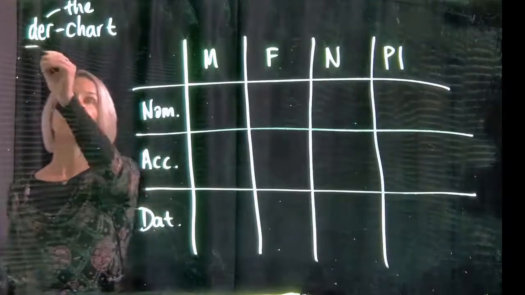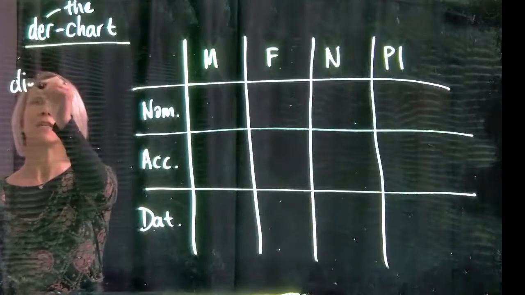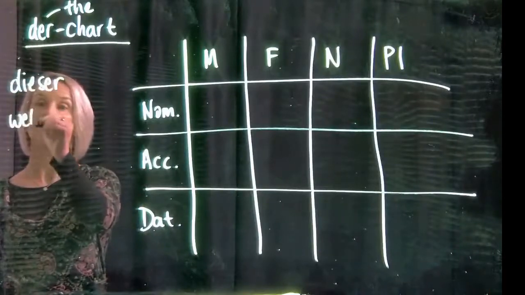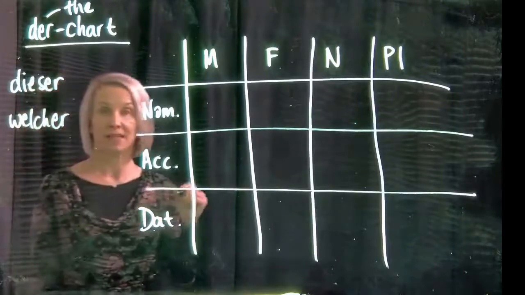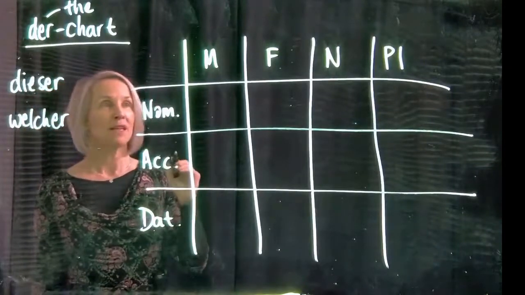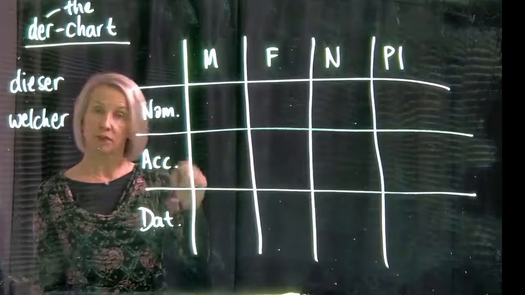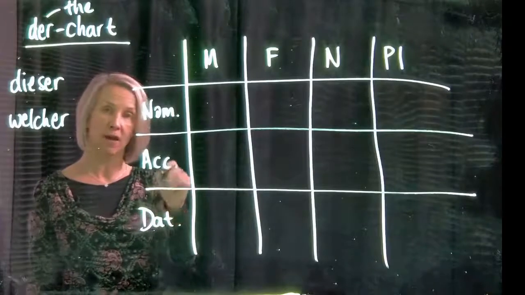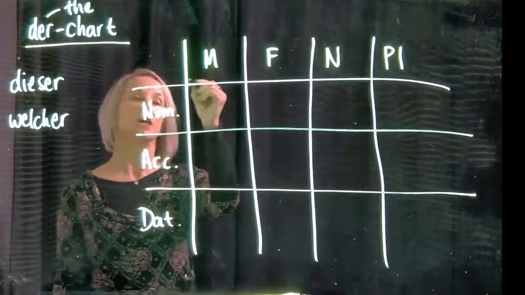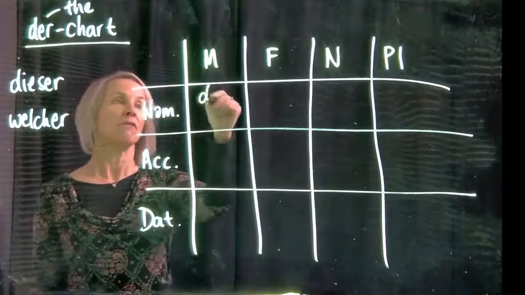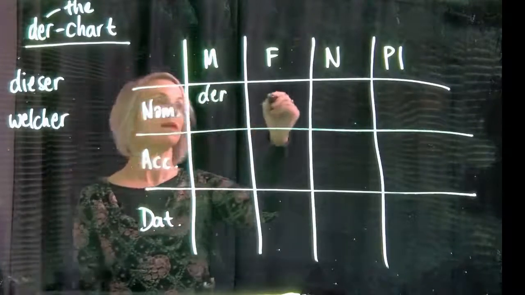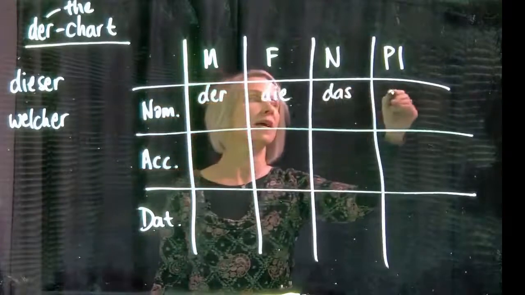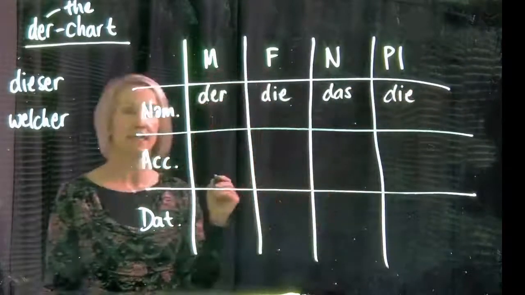We also use the der chart to give us the endings on dieser, which means this, and on welcher, which means which. So we'll revise first of all the first two lines, nominative and accusative. You should know those very well by now, and then we'll add the dative. So masculine nominative, the word is der. Feminine nominative is die, neuter is das, and the plural form is die.